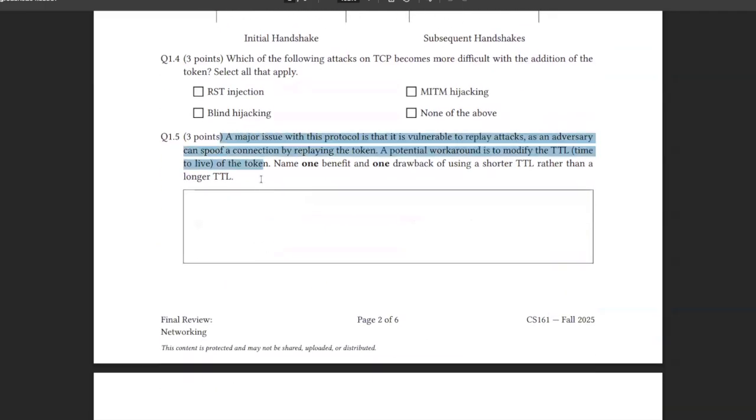A major issue with the protocol is that it is vulnerable to replay attacks, in that the adversary can spoof a connection by replaying the token. A potential workaround is to modify the TTL, time to live, of the token. Name one benefit and one drawback of using a shorter TTL and a longer TTL. The drawback is that with a short TTL, they would have to initiate a new handshake. Exactly. Yep.